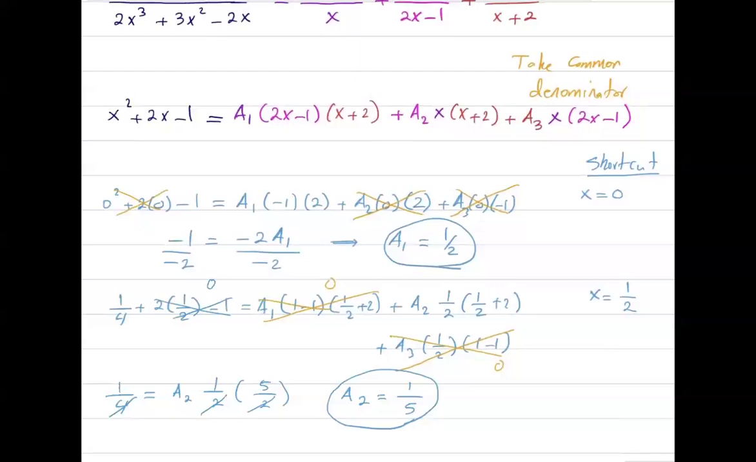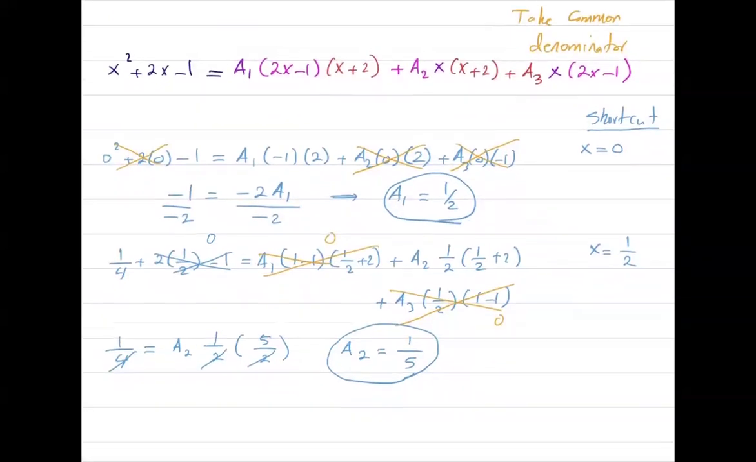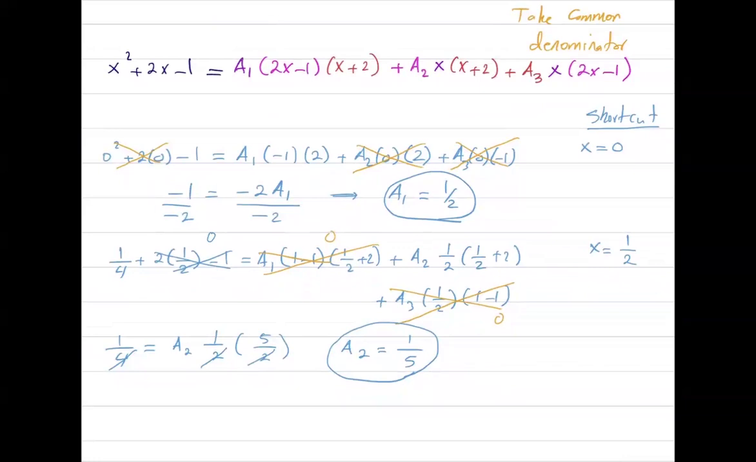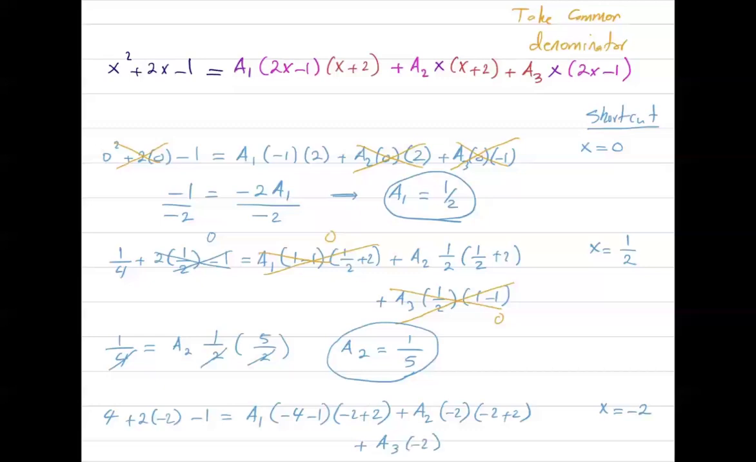Very good. We are only left with a sub 3. To find a sub 3, we're going to use x equals negative 2. So when x is equal to negative 2, you get 4 plus 2 times negative 2 minus 1 equals a sub 1 times, you have negative 4 minus 1, you have negative 2 plus 2, this is just 0, plus a sub 2 times negative 2 times negative 2 plus 2 plus a sub 3 times negative 2, and you get negative 4 minus 1.